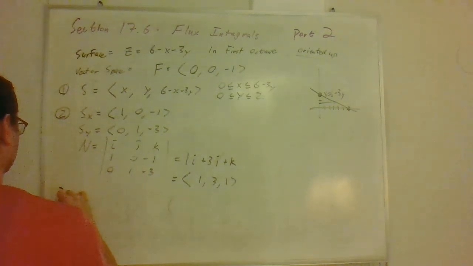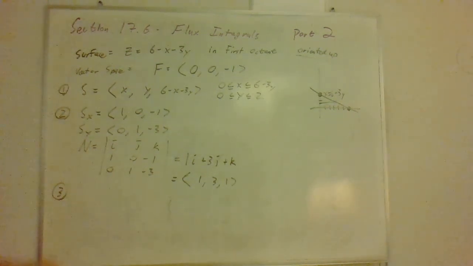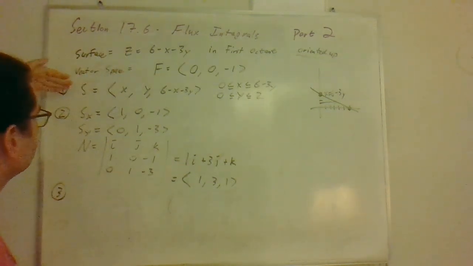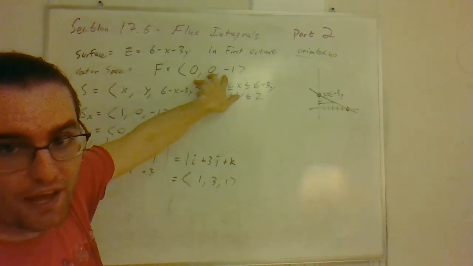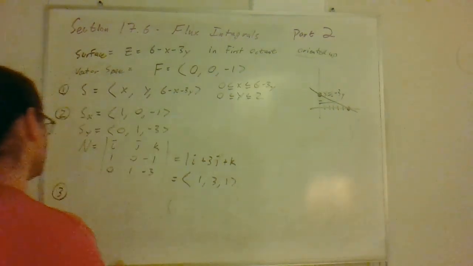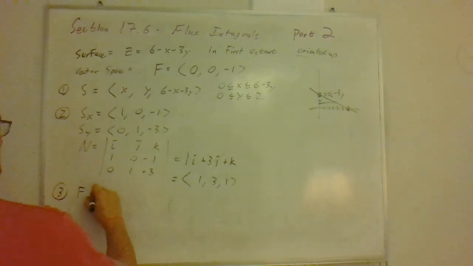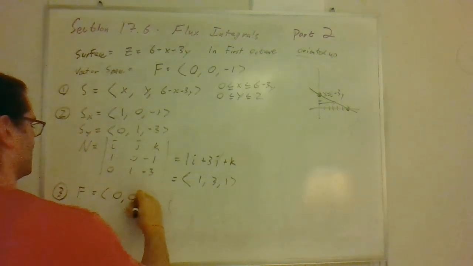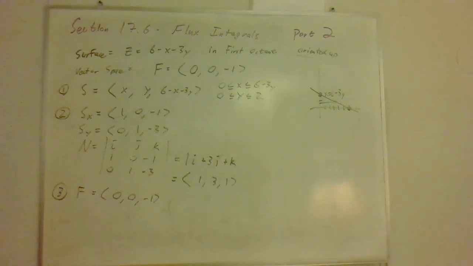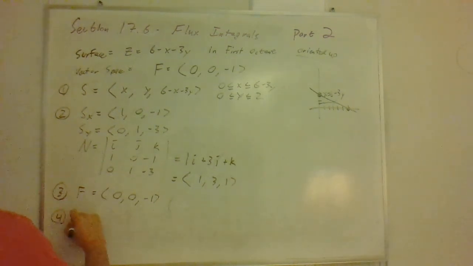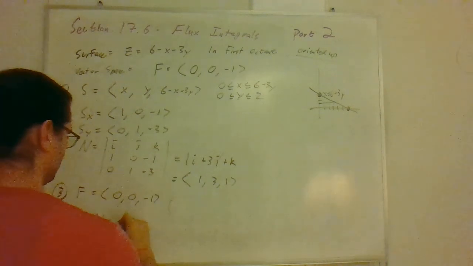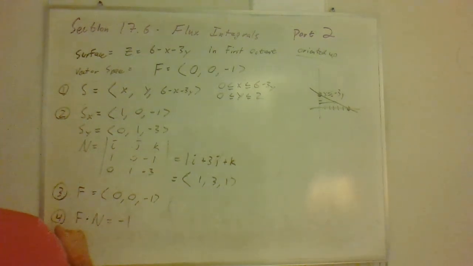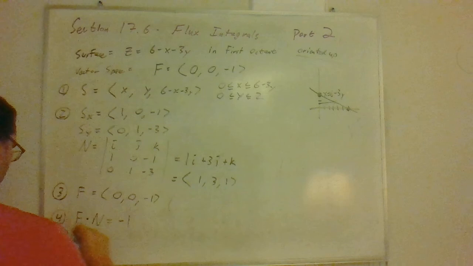All right. Step 3 is where we need to express F in terms of these variables. The good news for us here is that F has no variables. F is just zeros and a negative 1, so when we swap the variables around, nothing changes because there are no variables to swap. So that'll stay 0, 0, negative 1. And then we need a dot product. The dot product of F and n is negative 1. And then we'll integrate that.